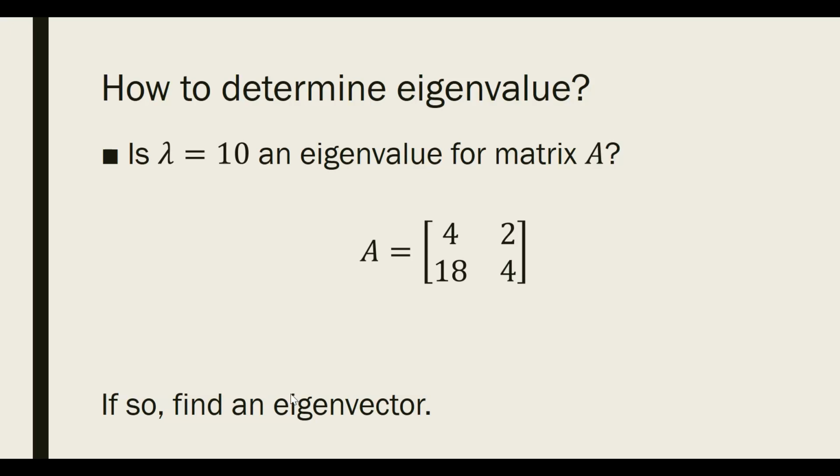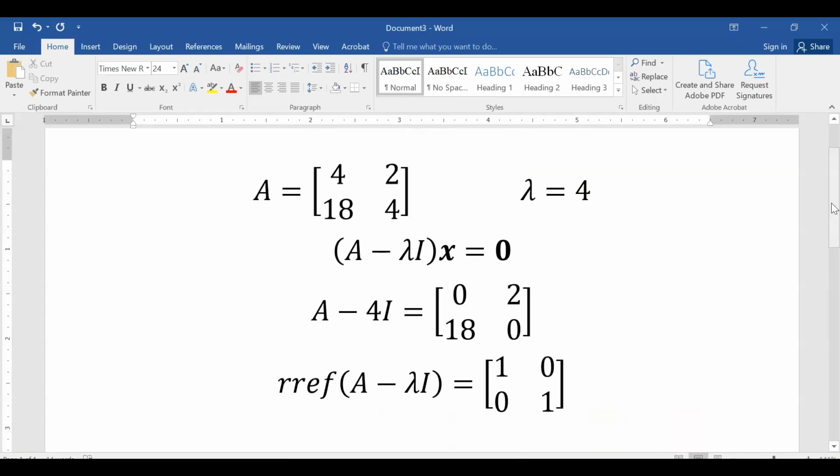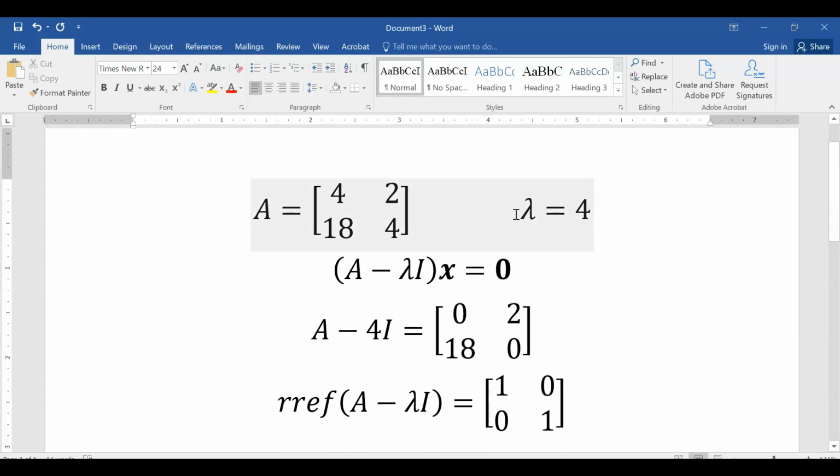Okay, so I'm going to do both of those. Hopefully you did those. I'll go through them pretty quickly. Okay, so let's start with 4. If we have lambda equals 4, we go A minus lambda I times x equals 0. Same thing, homogeneous matrix equation. In this case, I take A minus 4 times the identity.